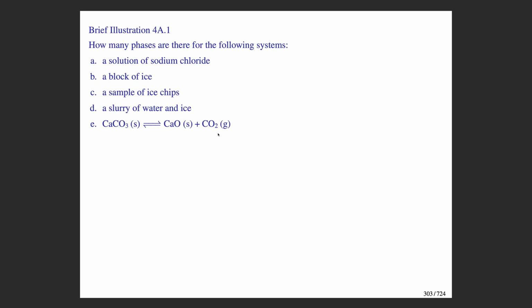And for the reaction in part C, we would have three phases. We would have a calcium carbonate phase separated from a calcium oxide phase, and then there would be a carbon dioxide phase as well.